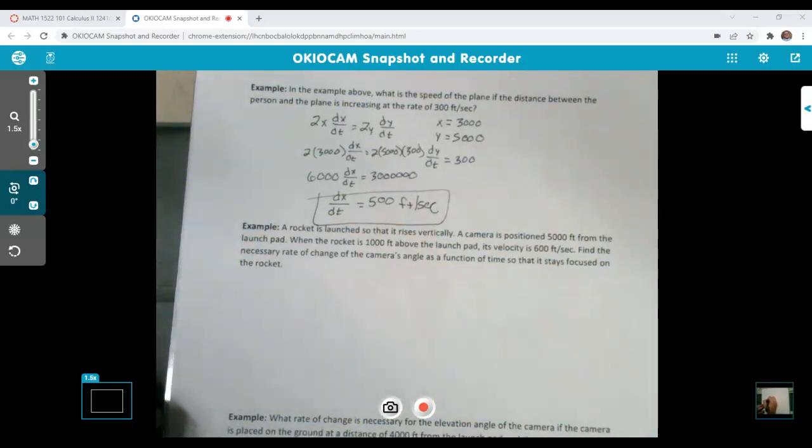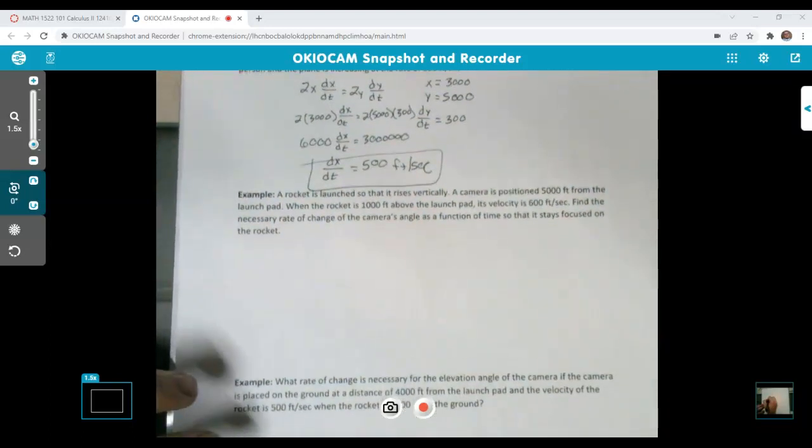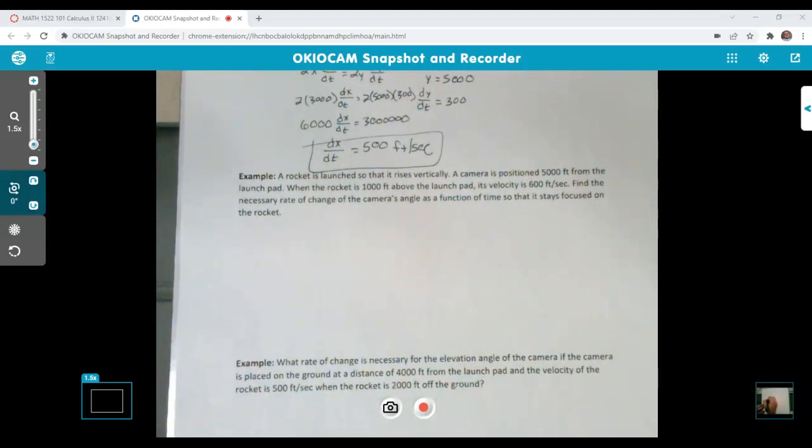A rocket is launched so that it rises vertically. A camera is positioned 5,000 feet from the launch pad. When the rocket is 1,000 feet above the launch pad, its velocity is 600 feet per second. Find the necessary rate of change of the camera's angle as a function of time so that it stays focused. So let's draw that one out.